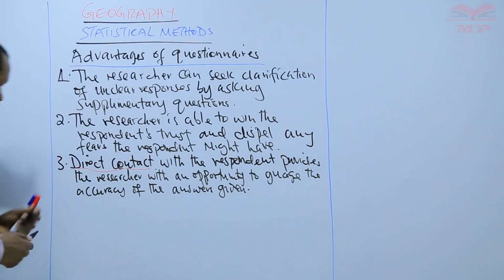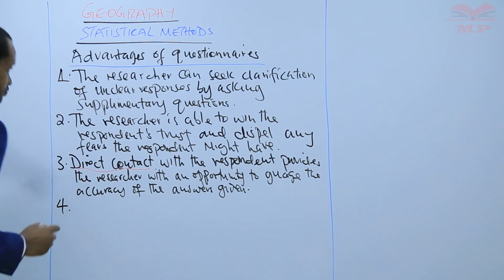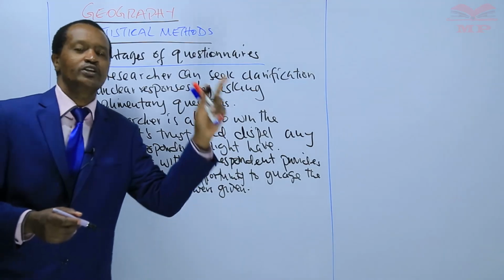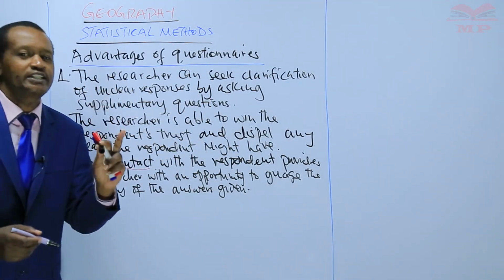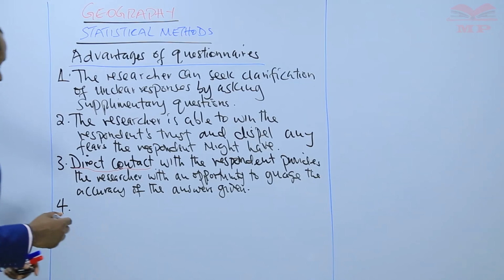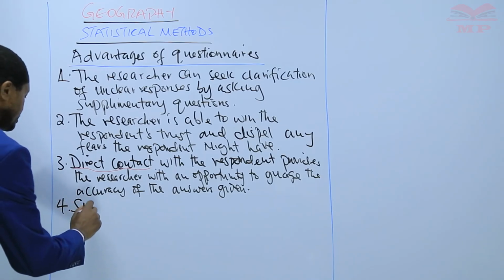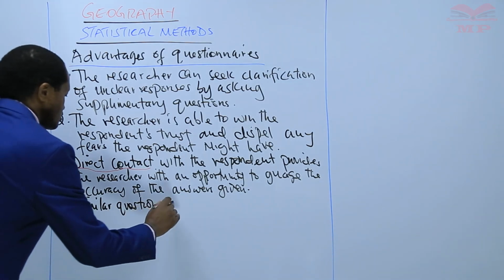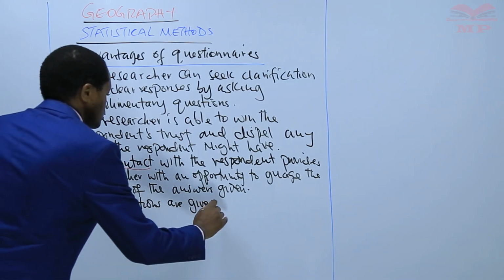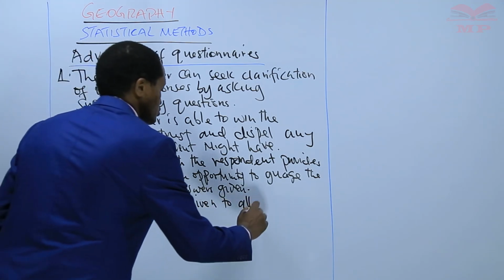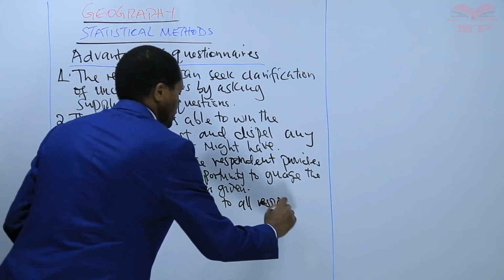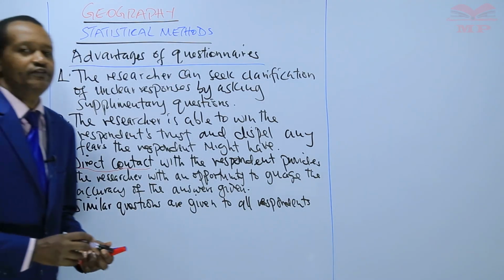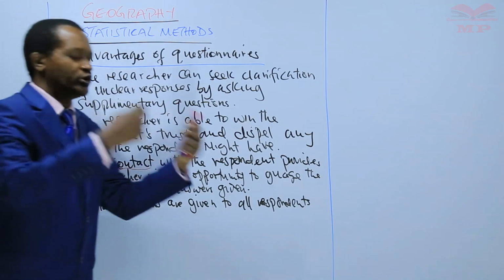Number 4. Moving on to number 4. What are we studying? We are studying advantages of using questionnaires to collect data. Number 4, similar questions are given to all respondents.